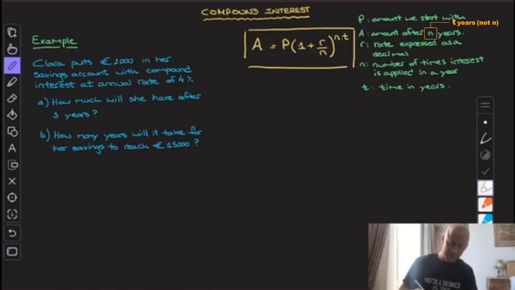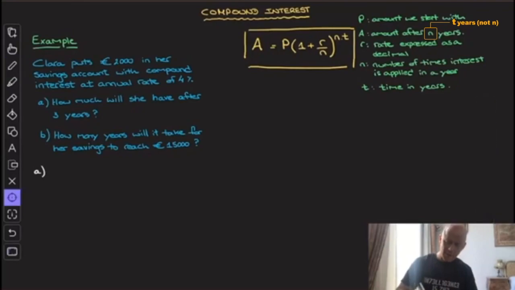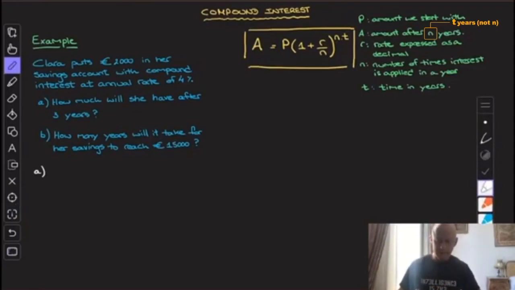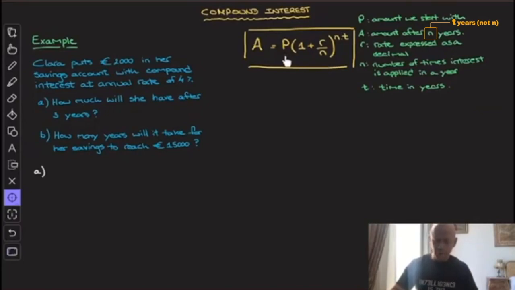Well, to answer this question, A, since we know that it's compound interest, we know right away this is the formula we have to use. Therefore, we can just go right ahead and state that we're going to use it, and we can quickly look at the formula and figure out what P would have to be, what R would have to be, what N and T will have to be.